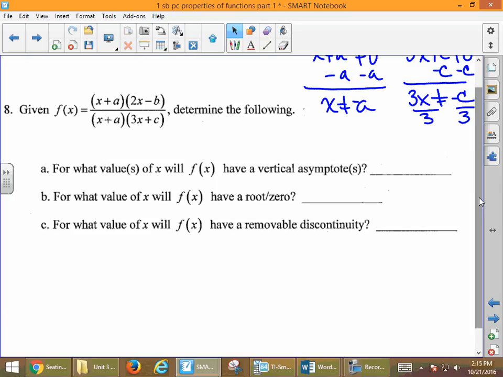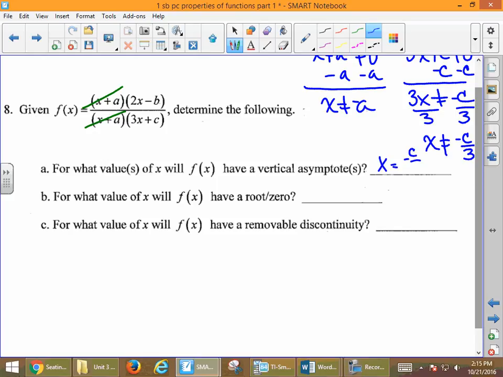So what we ended up with here, for what values of x will f of x have a vertical asymptote? Well, this is the domain. The only value where we're going to have a vertical asymptote is going to be in the part that doesn't cancel out. And the x plus a cancels out. So we're going to have a vertical asymptote at x equals negative c over 3.